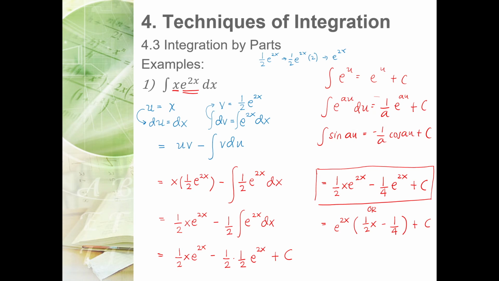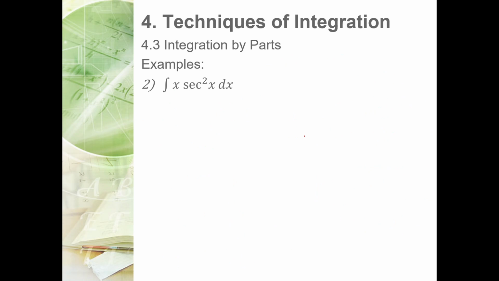Alright, so questions or clarifications? So that's the whole process: identifying first u and dv, and then integrating dv and deriving du, and then applying it in the formula. Okay, so let's try the next example. Let's try to be more specific this time.